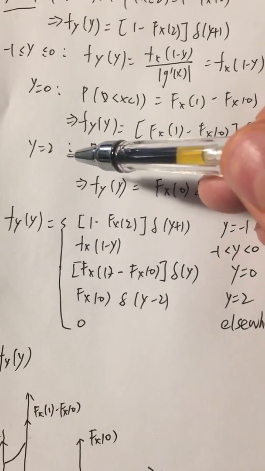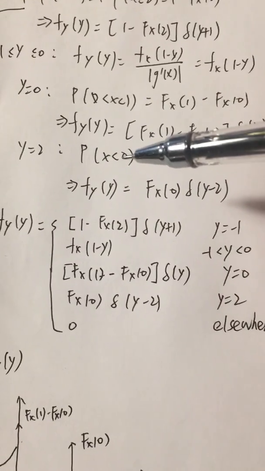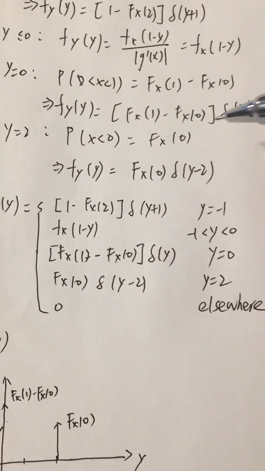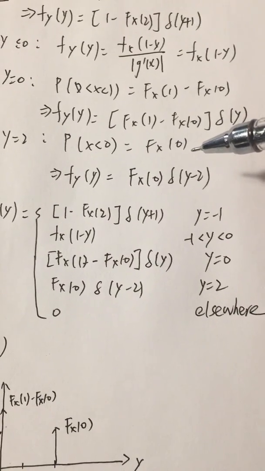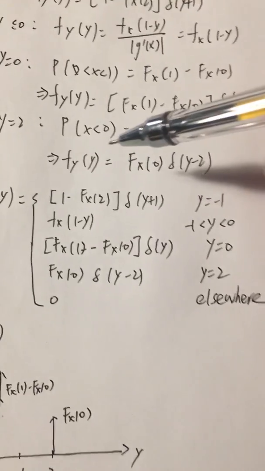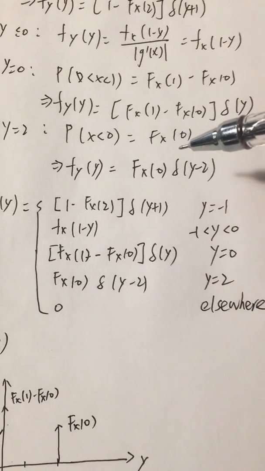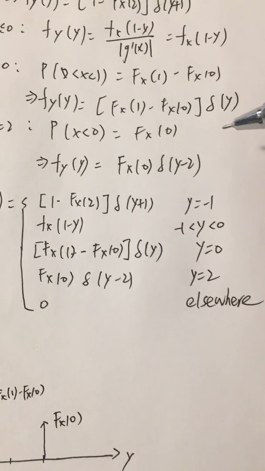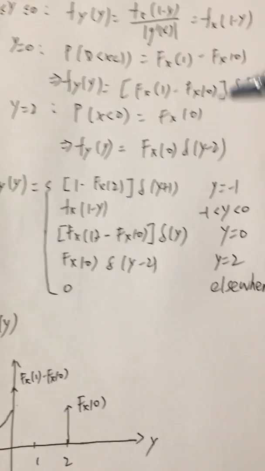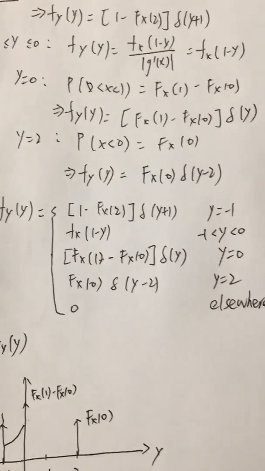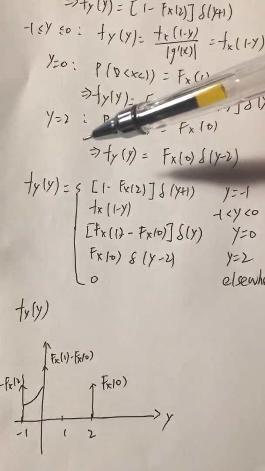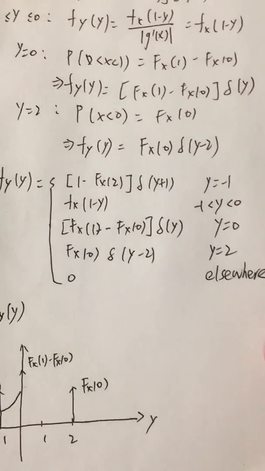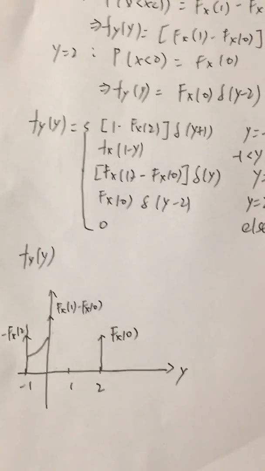And when y is 2, which means x is smaller than 0, the probability of this equals capital Fx(0), and this means fY(y) equals capital Fx(0) times delta(y minus 2). So let's sum this information up and we can get the total fY(y) function like this. So let's draw this diagram.